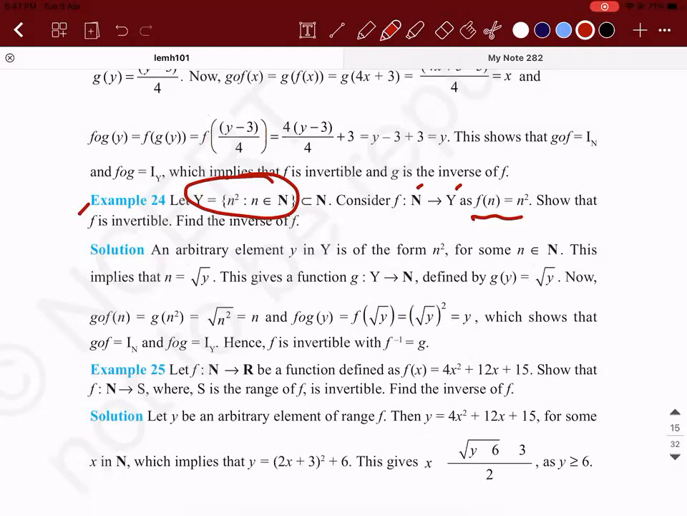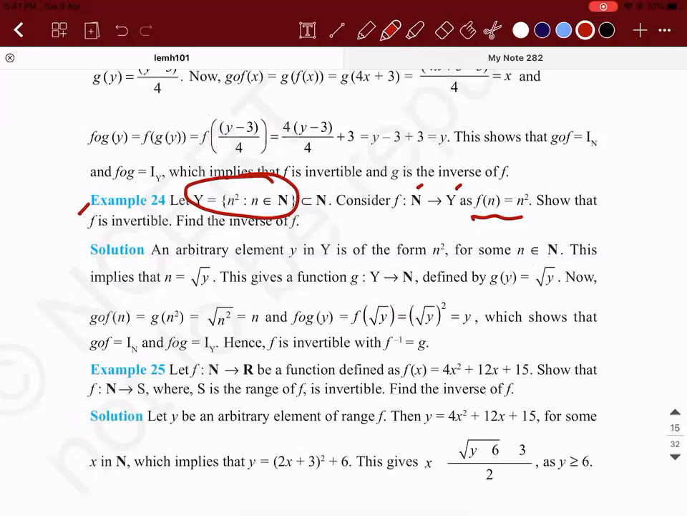Can you try to just follow the same steps? First, try for one-to-one. Are you getting one-to-one? Check it. Don't look at that solution. So f of n is equal to n square.